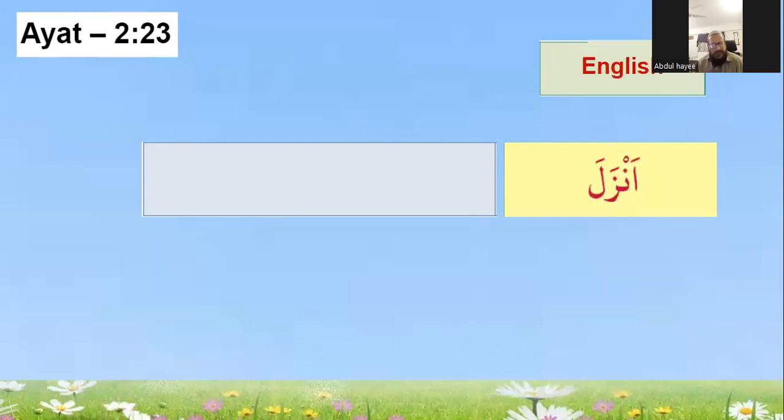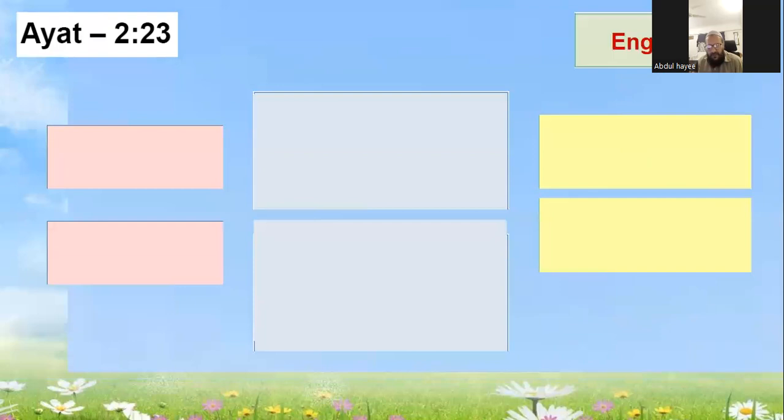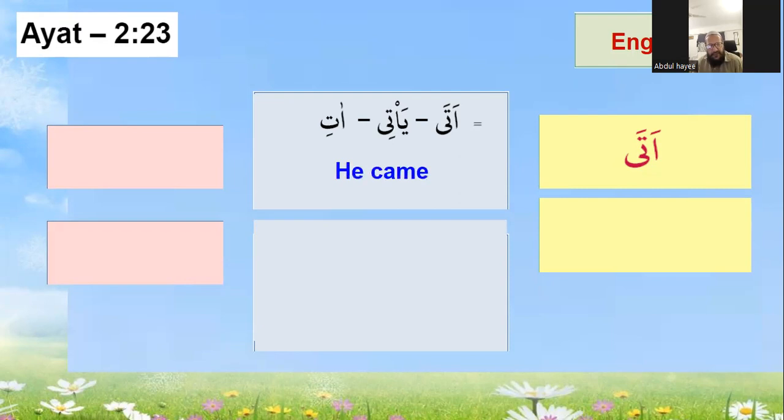The next new word was anzala. It's a four-letter word. Nazzala is the madi. The next word is ata. Look, it is a three-letter word. When it is a three-letter word, ata has the mazi ata, mudare yati, amr ati. He came. And the plural is atu.